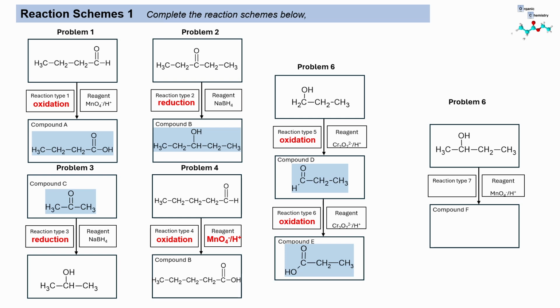Okay, reaction scheme number 6. This is a secondary alcohol because the oxygen is bonded to a carbon that is bonded to 2 other carbons. The reagent here is acidified permanganate. So this is going to be an oxidation reaction, and of course we are going to add another carbon to oxygen bond, and in this case, because it's secondary, we will produce a ketone. And these are our completed reaction schemes.